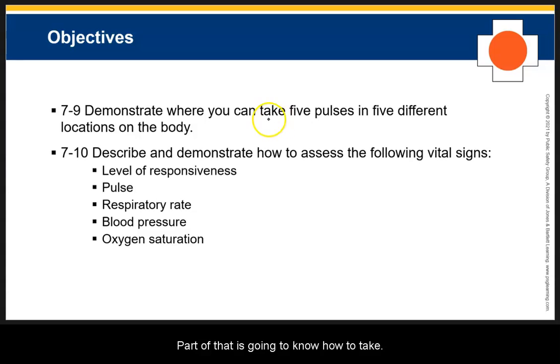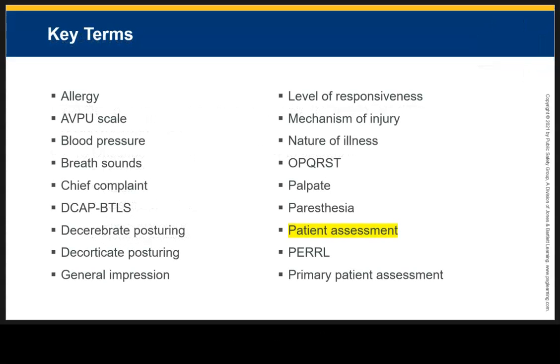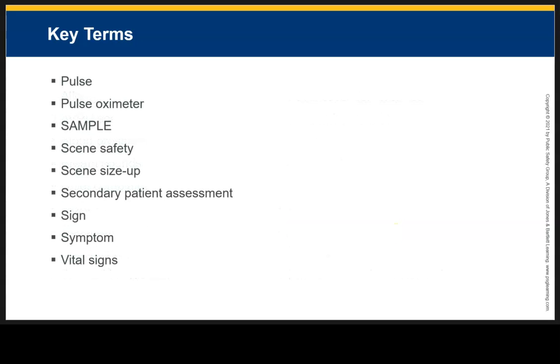Part of that is going to be knowing how to take pulses in 5 different anatomical locations, and then the other vital signs such as blood pressure and O2 saturation. Key in all of this is going to just be the framework of patient assessment.